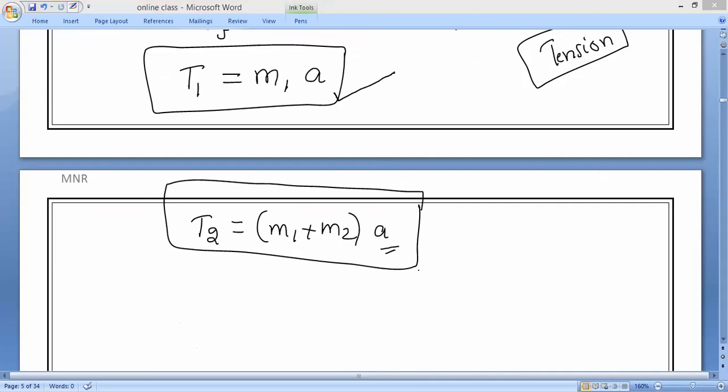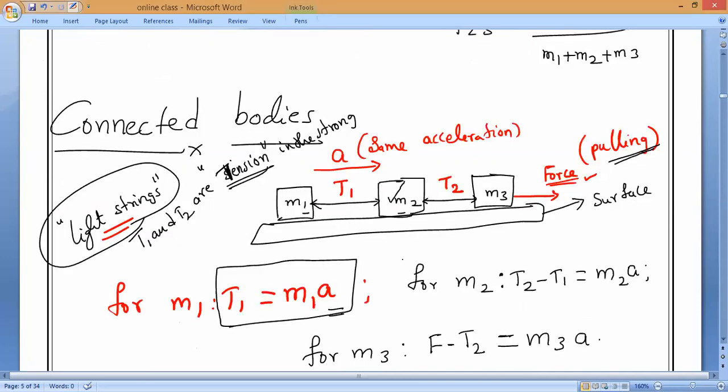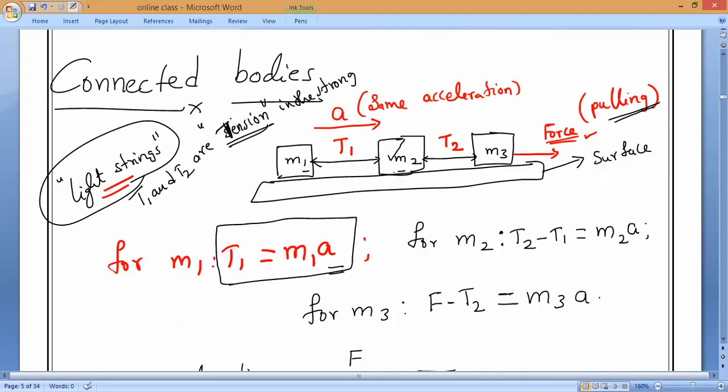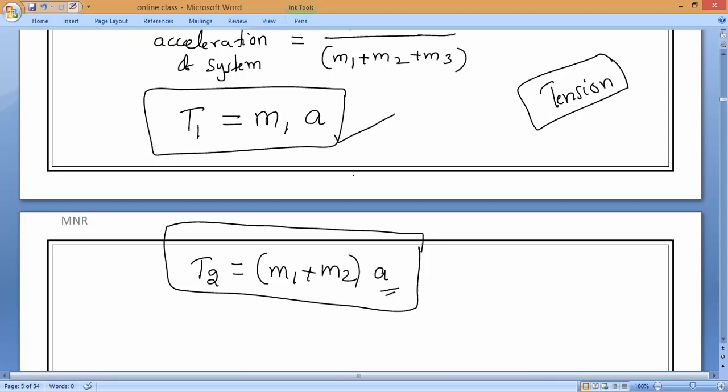Remember, when three bodies are connected by strings, if you want to calculate the force acting between M1 and M2, that is T1, and the force acting between M2 and M3, that is T2. Which formula do we have to use? T1 is equal to M1 into A, and T2 is equal to (M1 plus M2) into A. Is it okay?